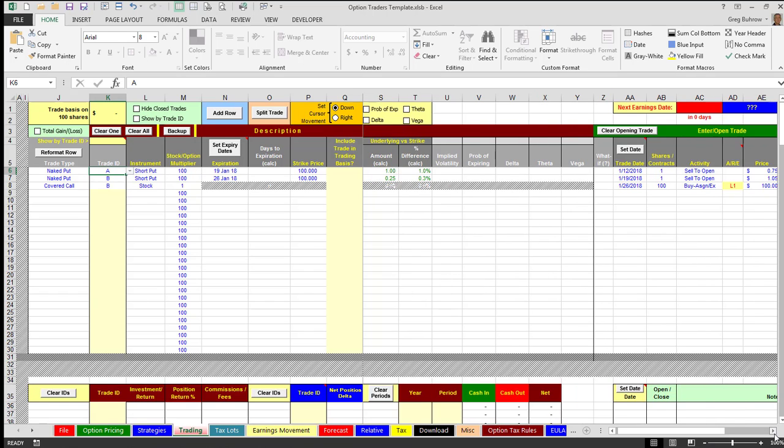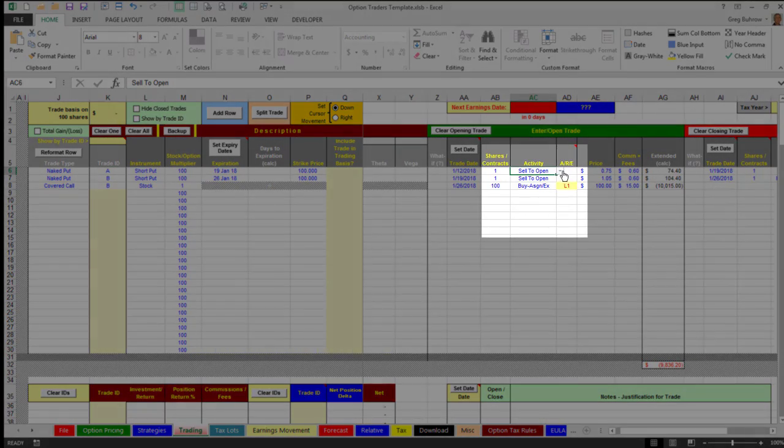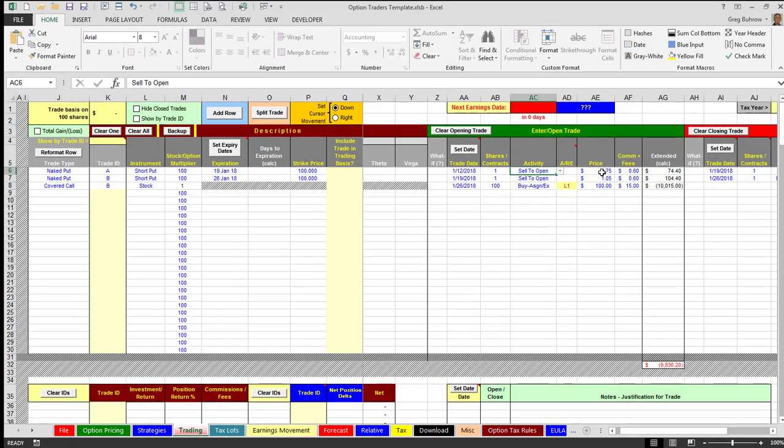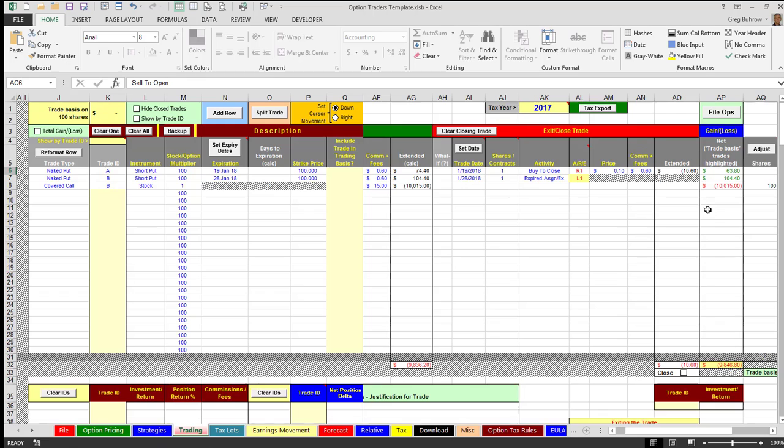I placed this trade on the 12th of January. It was a sell to open. I just used my drop down, sell to open. That's the price I received, my commissions, and that's how much was deposited into my account. I decided at the end of the next week not to take possession of the shares. I executed a buy to close for 10 cents, bought it back, and received a profit of $64 on that trade.